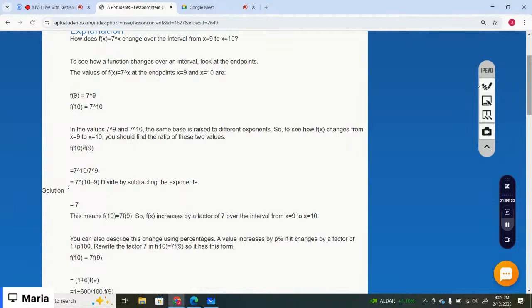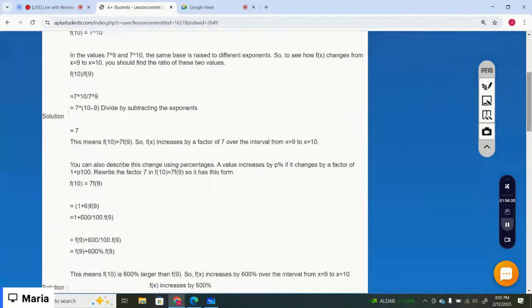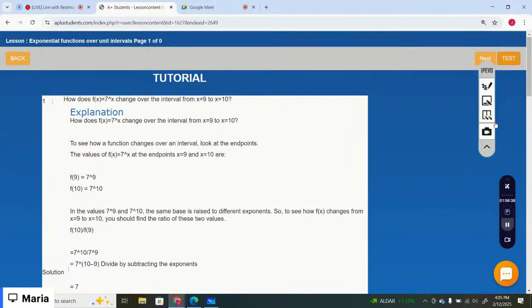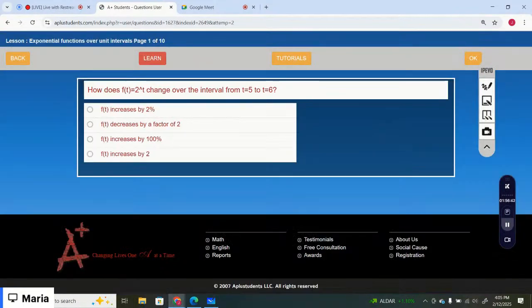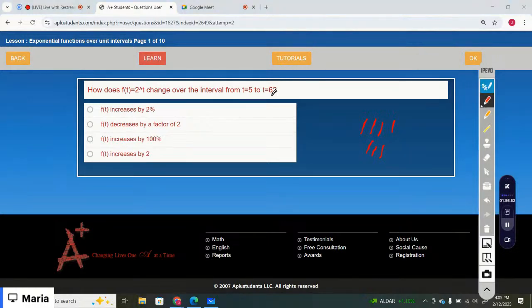Let's just start with the test questions. Okay, how does f(t) equals 2 exponent t change over the interval from t equals 5 to t equals 6? So f(t) equals 2 exponent t, right? So f(5) is 2 exponent 5 and f(6) equals 2 exponent 6.